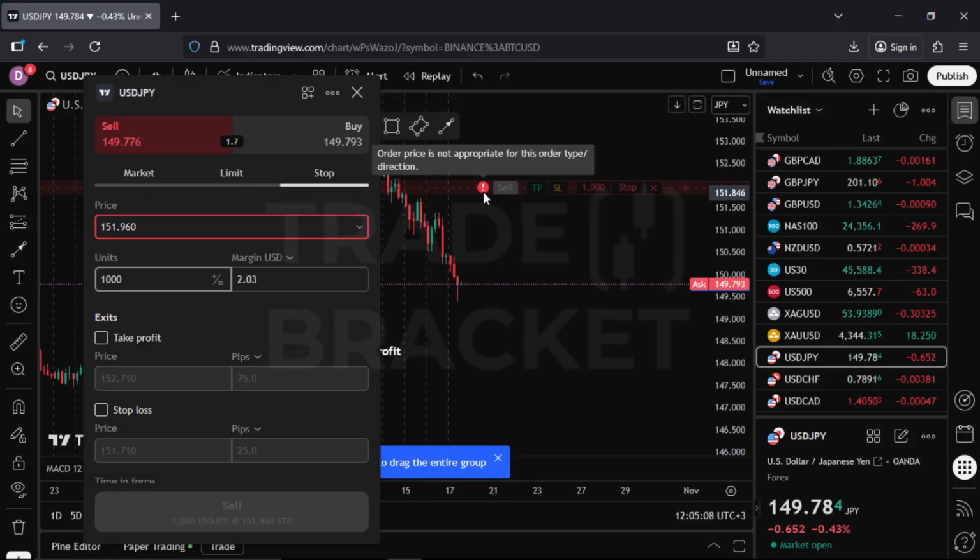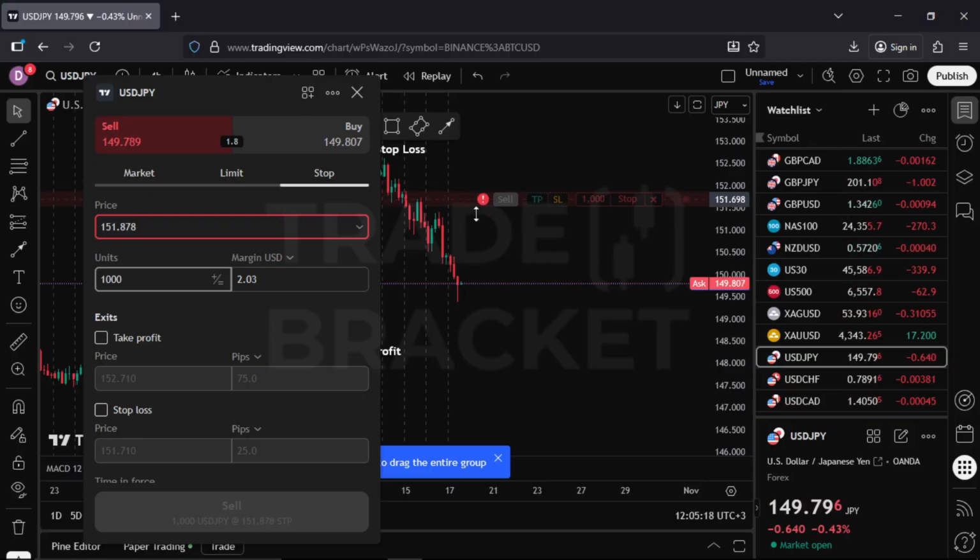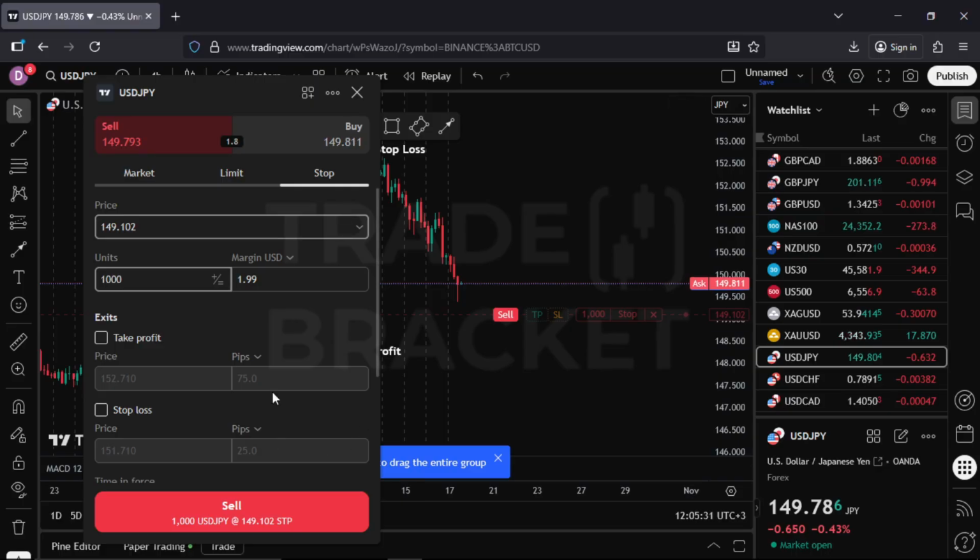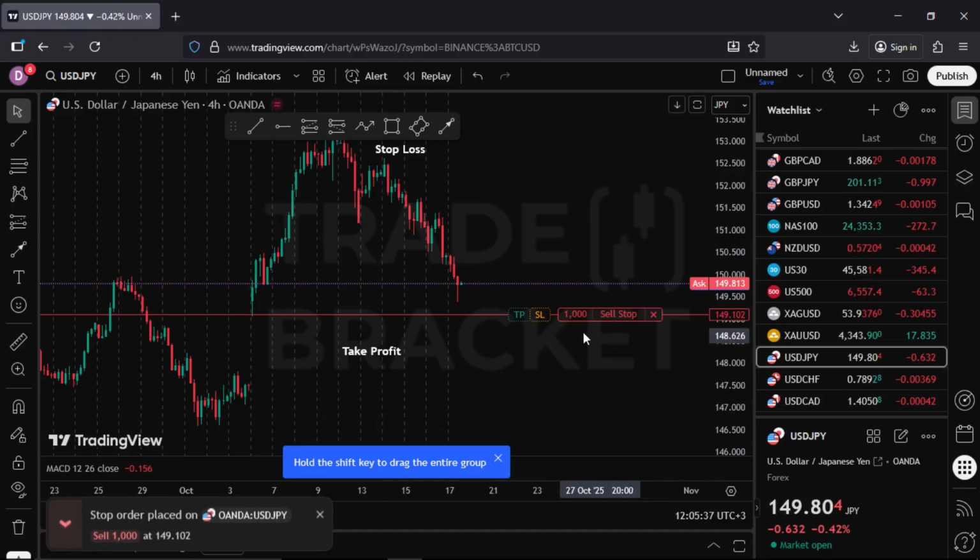If you see this, there's that warning icon. It says there's no way you put your sell stop order above current market price. It should be down, as you can see right there. If I drag it down, the error goes away. So you just need to take note of that. I just dragged it in the background. After dragging it, I'll just click on sell, the sell stop order.